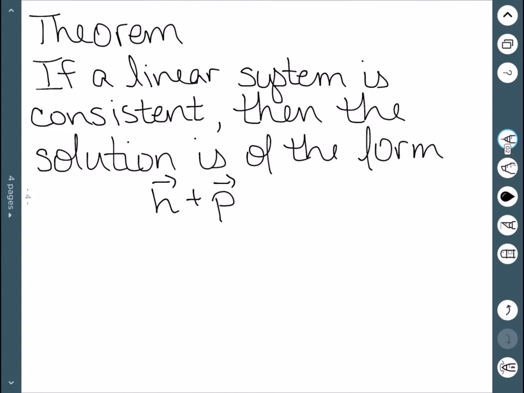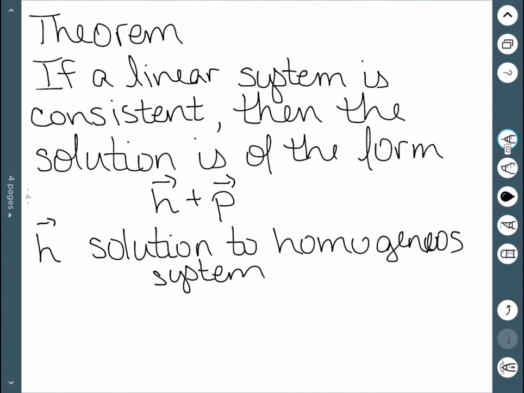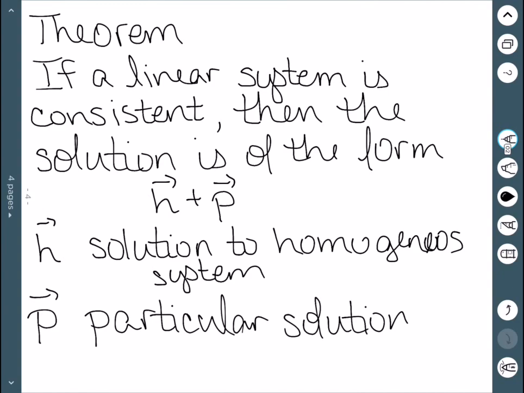So what is H and P? H is our solution to our homogeneous system. If we solved a related homogeneous system, H would be the solution to that. And then P is a particular solution. What this means is if we take our non-homogeneous system and we look at the particular solution where our free variable is 0, then that corresponds to P. So it's a single particular solution of the system. So they will always have this form, the solution of the homogeneous system plus this particular solution when the free variable is 0.